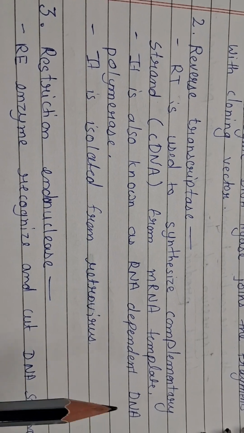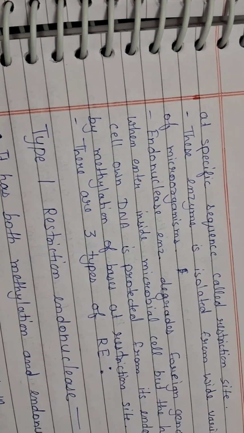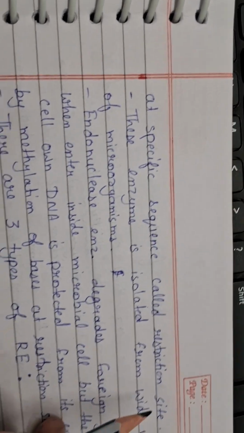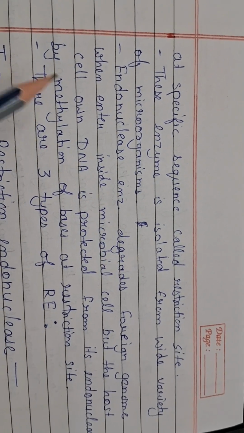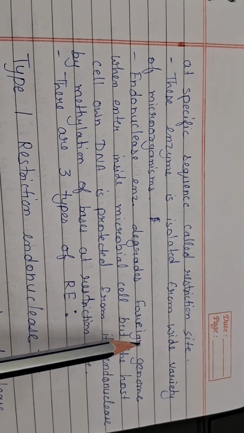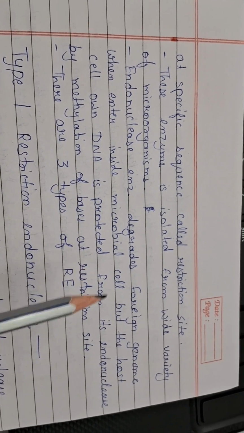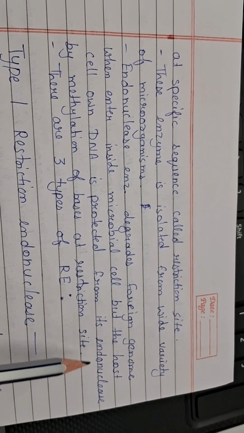Then restriction endonucleases. Restriction endonucleases recognize and cut the DNA strand at a specific sequence called restriction sites. These enzymes are isolated from a wide variety of microorganisms. Endonuclease enzymes degrade foreign genome when it enters a microbial cell, but the host cell's own DNA is protected from the endonucleases by methylation of bases at the restriction site.